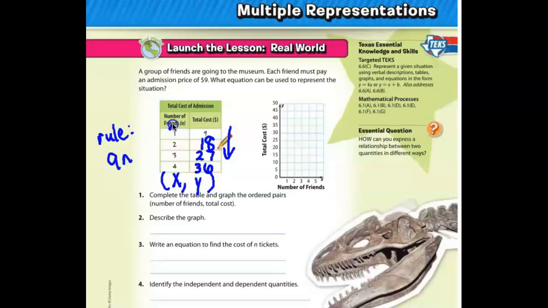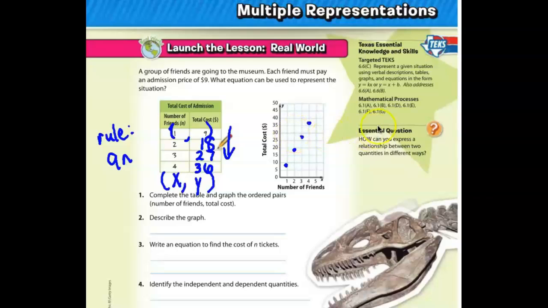So if 1 is x, this is going to become an ordered pair, 1 comma 9. So I go to 1 and I go up to 9. It's going to be a little bit below the 10. And if I have two friends, it's going to be 18. I'm going to go ahead and pause and finish. Well, hang on. I'll go and do it. So 2, go up to, that's a little bit below the 20. Then I have 3 is 27, a little bit below the 30. And then 4 is 36. It's going to be a little bit above the 35.